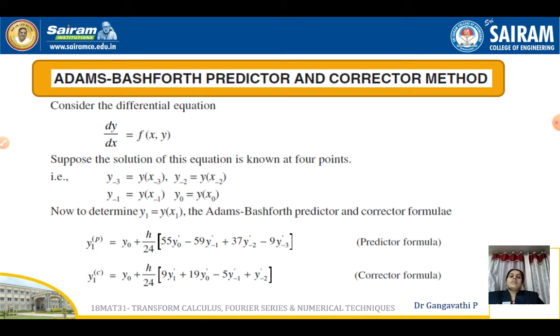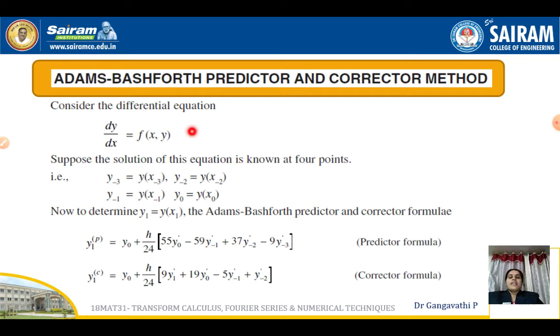Even though the concept is the same, like Milne's is also having predictor and corrector formulas to evaluate the value, similarly Adams-Bashforth also has predictor and corrector formulas. Then how exactly are Milne's and Adams-Bashforth different? Looking at the formula only, we need to find out the difference between Milne's and Adams-Bashforth.